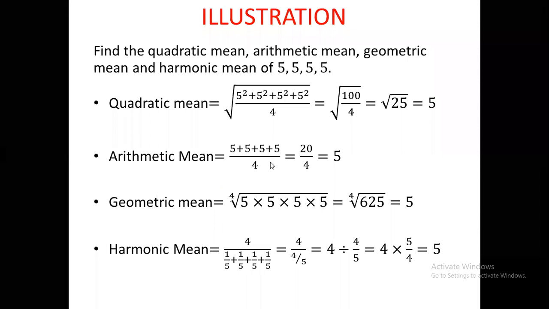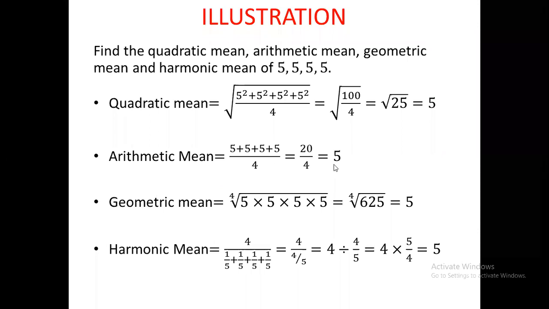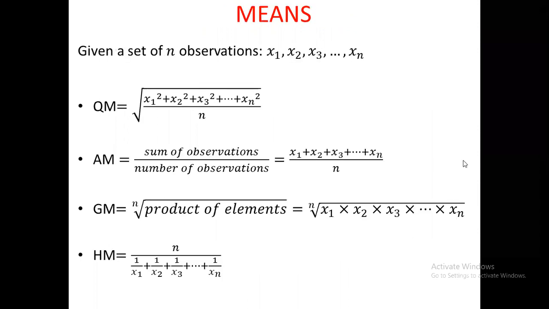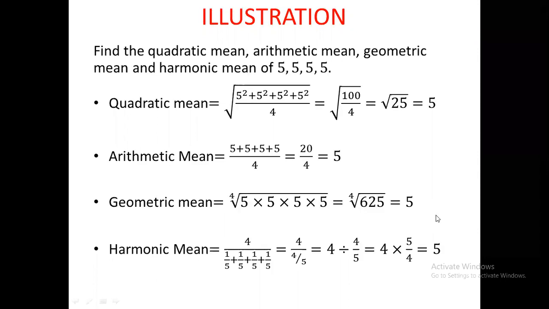So this is the arithmetic mean. It also gives us 5. Geometric mean, like we saw in the previous slide, is the product of the elements. So we now take the nth root of that product. We have 4 fives, so we have 5 times 5 times 5.